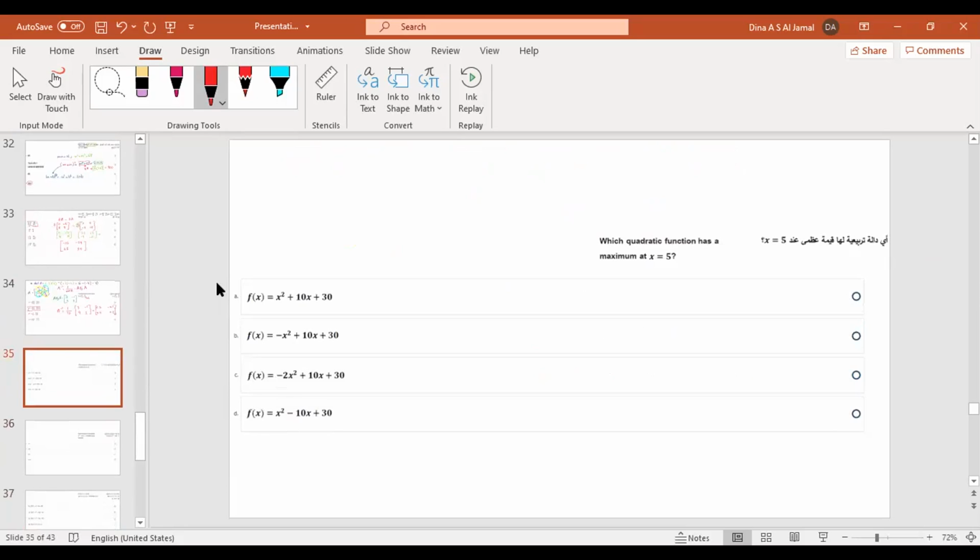Which quadratic function will be having a maximum? So he gave you that it should be having a maximum. That means, let's imagine that I'm having a quadratic function and I want it to be having a maximum. So your parabola should be going down. That means if I would like to write the function ax squared plus bx plus c, your a must be negative, so I can have a maximum.